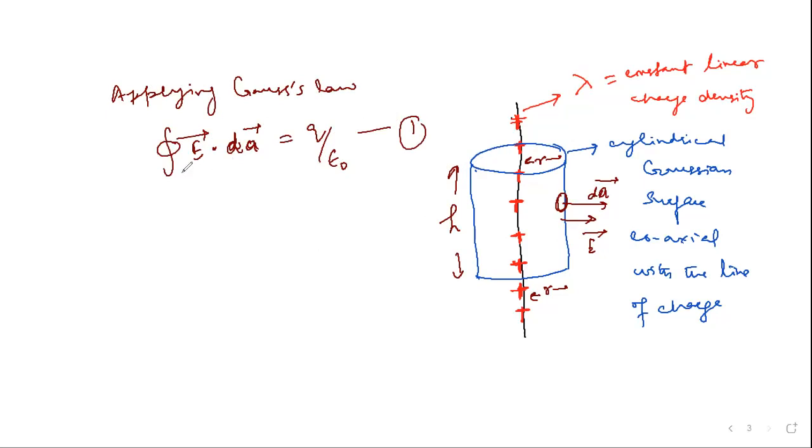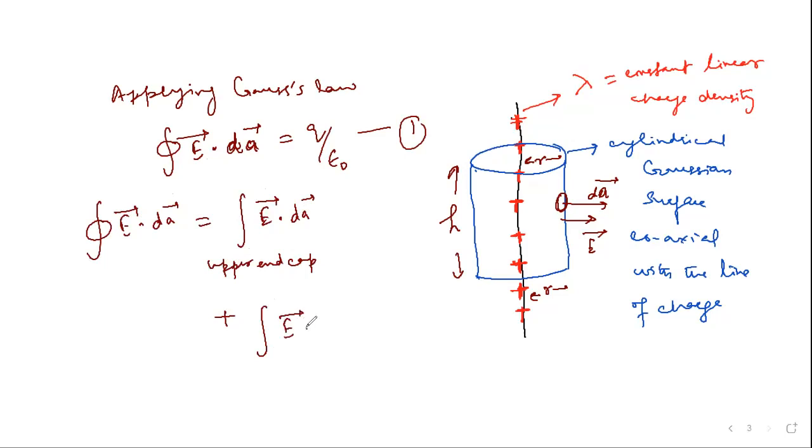Now, first I will evaluate left hand side. Now I can write this flux, I can separate it into three parts: E dot dA upper end cap plus E dot dA lower end cap plus E dot dA curved walls.